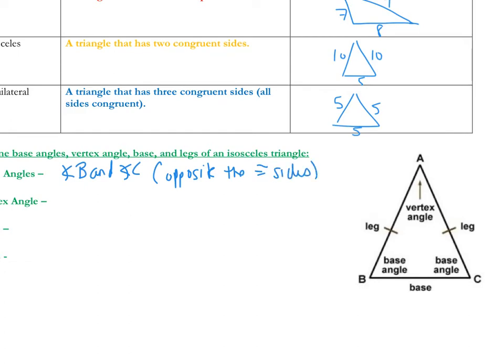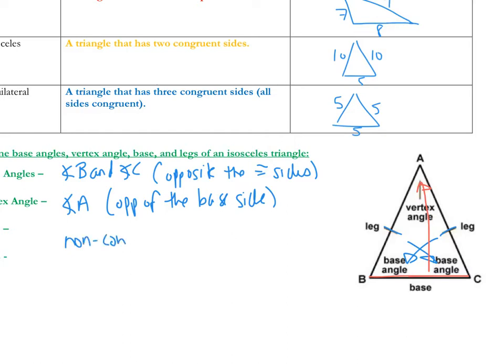Okay. How did I know which ones were opposite? Well, these side lengths are congruent. How do we know? Because they're marked that way. And then the angles opposite them are considered the base angles. The vertex angle in this example is angle A, and it is opposite of the base. So here's my base side. Opposite is the vertex angle. The base is the non-congruent side, and the legs are the two congruent sides.